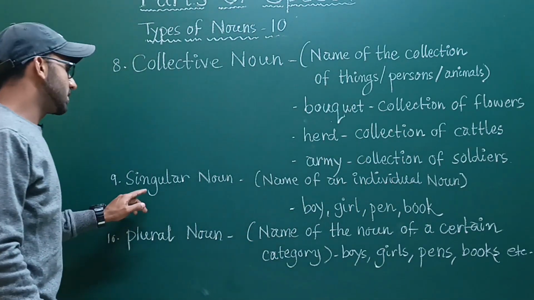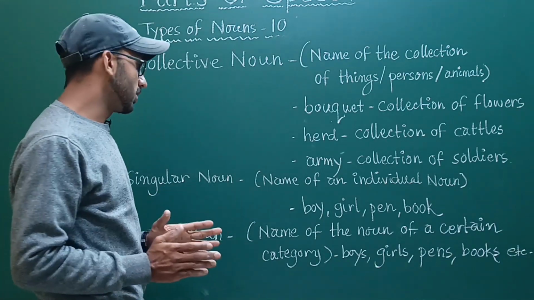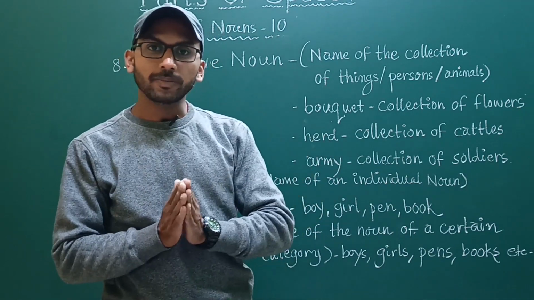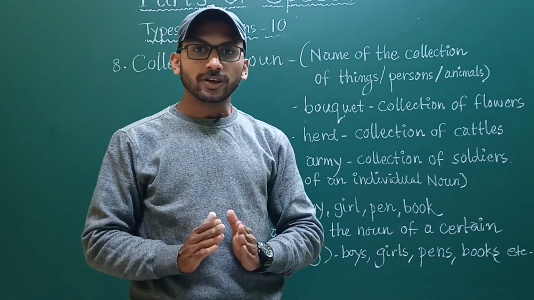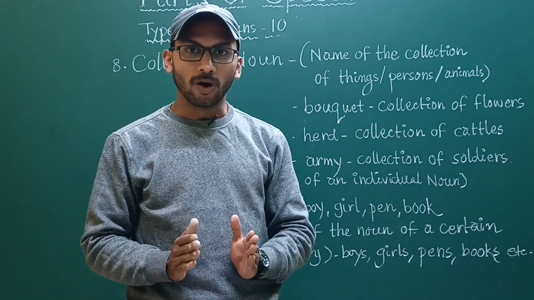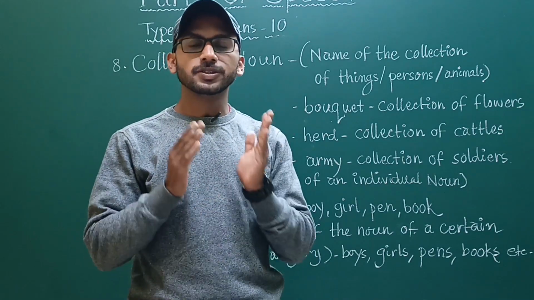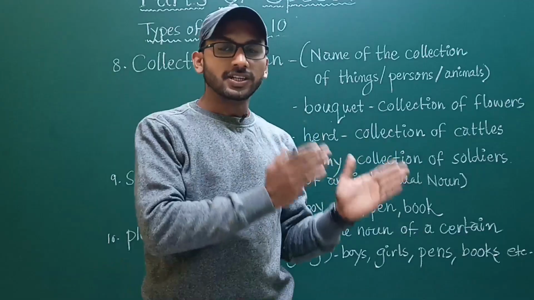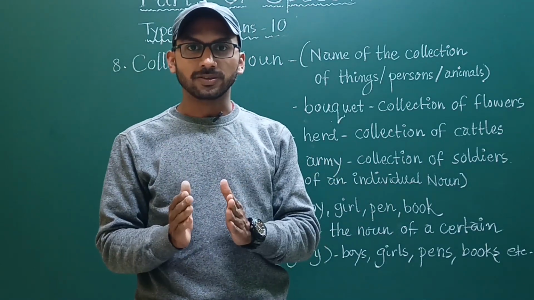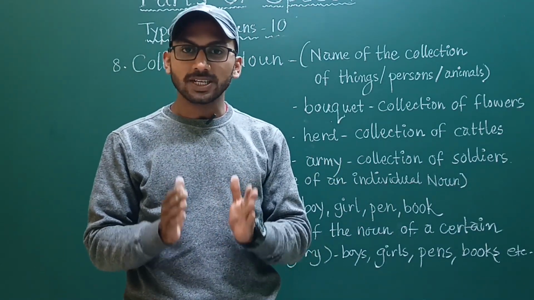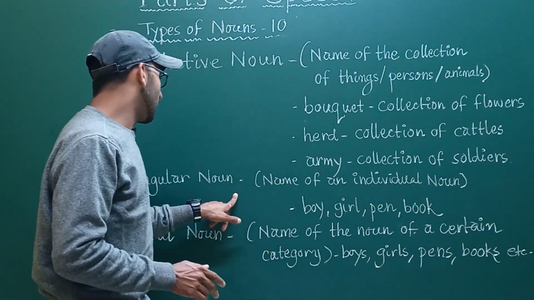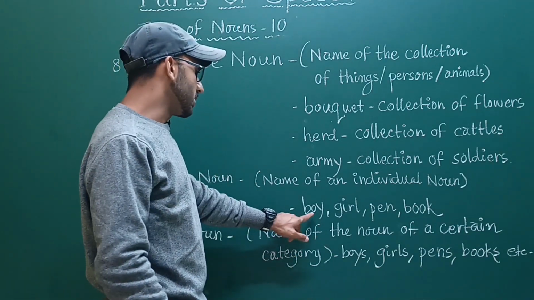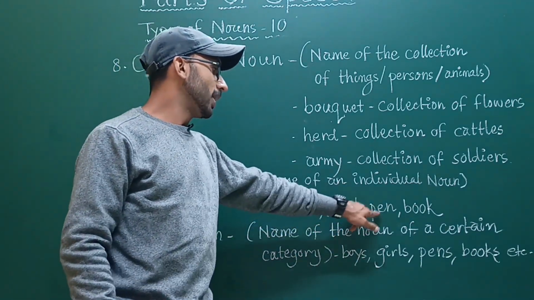Alright? Now let's come to the singular noun. What is a singular noun? Name of an individual noun. What do we understand by singular? Singular means single, it means one. Any person, place, animal or thing, if it is not in a group but individually, then we call it singular. So this singular noun is generally the single noun, means the one noun, such as boy, girl, pen and book.